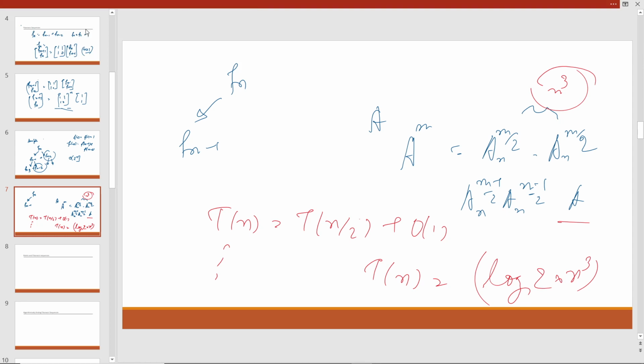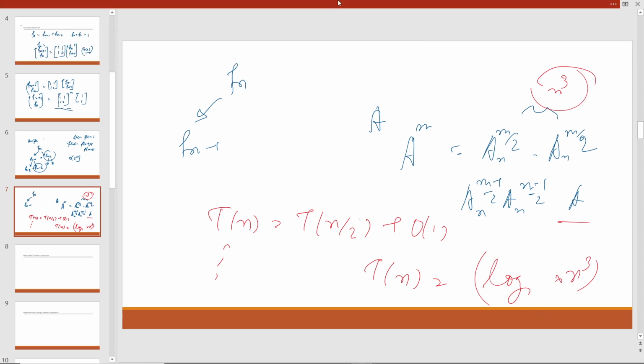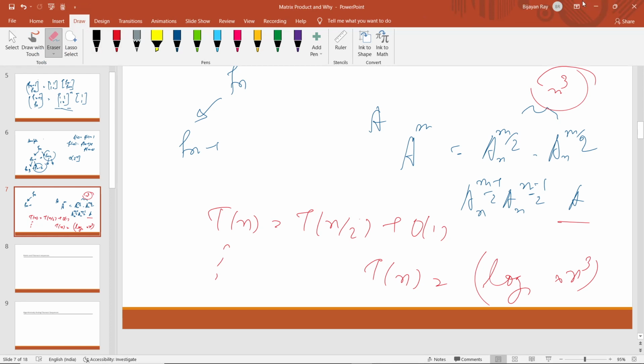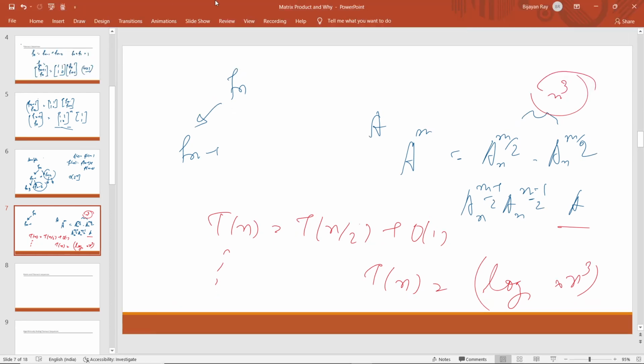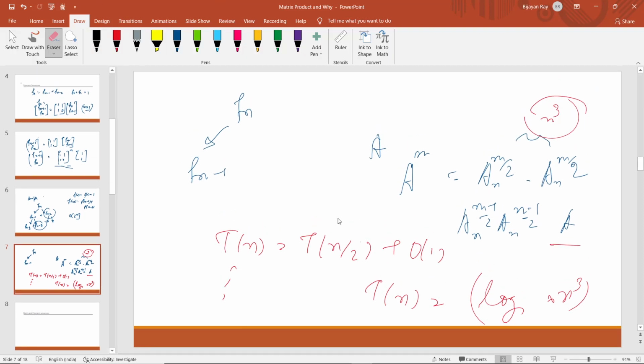You mean log base 2 of n, right? Yes, of n. Exactly. Log base 2 of n.